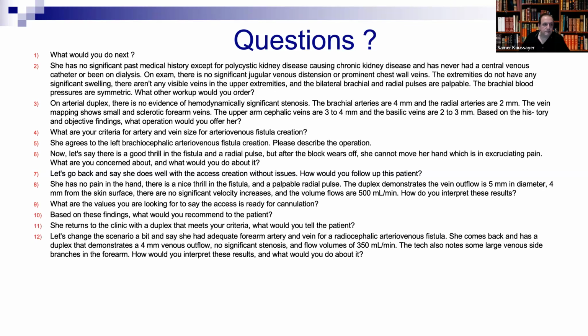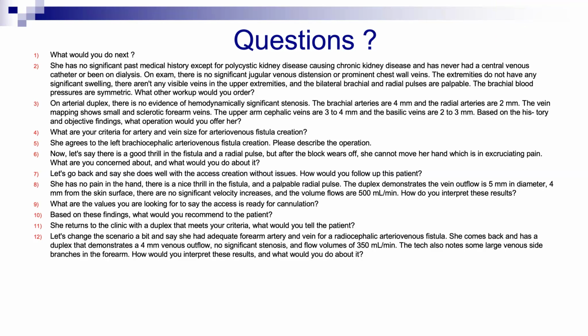Okay, that's good. Let's change the scenario a bit and say she had adequate forearm artery and vein for a radiocephalic fistula. So they went back to the beginning. She came back, and he did, I think, a radiocephalic fistula. She has a duplex demonstrating 4 millimeter venous outflow, no significant stenosis, and flow volume 350. The technician also noticed some large venous side branch in the forearm. How do you interpret this finding? What do you do about it?